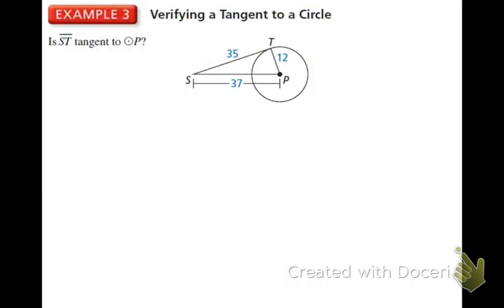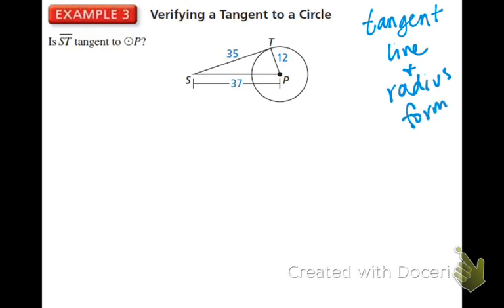Example 3. Is ST tangent to circle P? So a tangent line and the radius have to do what? Need to form 90. In order for a line to be tangent, the tangent line and the radius have to form 90. Which one of these lines in our picture is the radius? PT is the radius. All right, and which one of these is the tangent line in question? It says it in the directions. ST is the tangent in question.